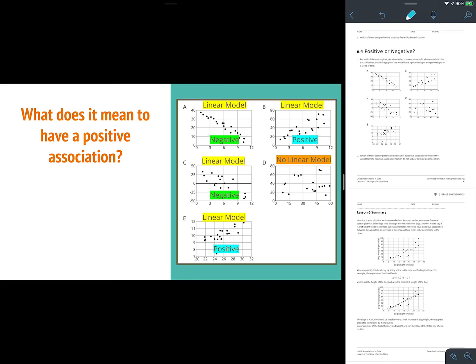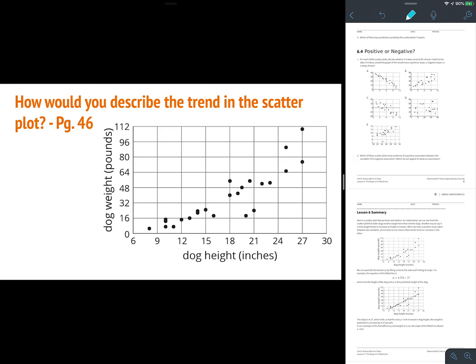So what does it mean to have a positive association? Well, when the points generally go from the bottom left to the top right, there should be a positive association. If you take a look on page 46, which is in your lesson summary, how would you describe the trend in this scatter plot? What we would really say is, as the height of the dog increases, its weight tends to increase. In terms of the description, we're using the quantities to describe what's happening. As the height of the dog increases, the weight tends to also increase.